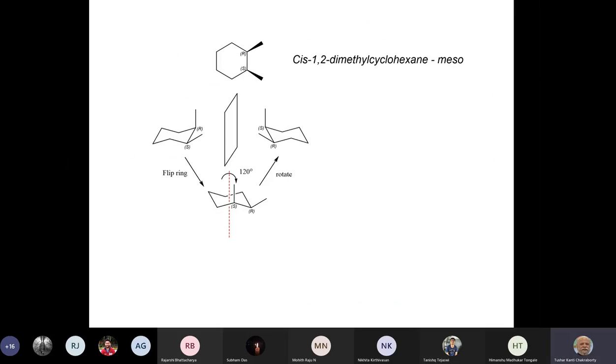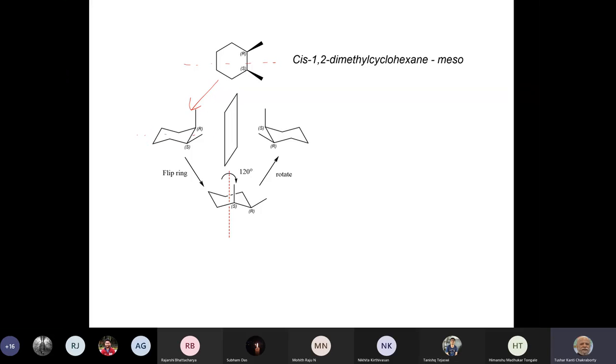We also explained why cis-1,2-dimethylcyclohexane does not show any optical activity. Sometimes we call it meso, but meso means that if you draw a line across it, one half is the mirror image of the other half. But it is not so, because from the planar form, when you transform it into the chair form, the actual conformation in which cyclohexane exists, you cannot draw a plane of symmetry through this molecule.